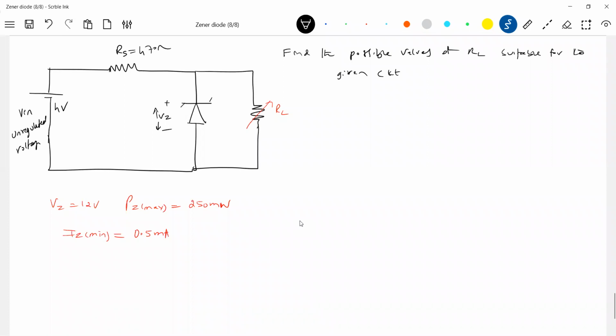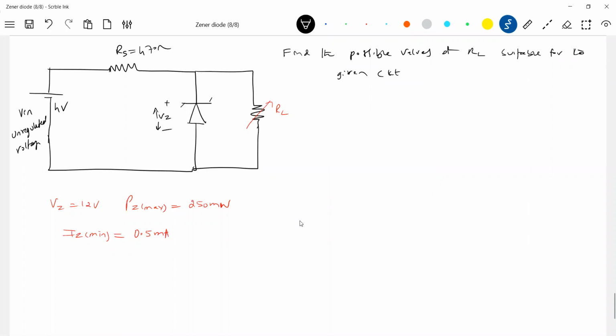So VZ is 12 volt, it is telling. Okay, let's see what things will come. And now RL, there is no value. You have to choose, you have to now get the values of RL here. This was the explanation. That's the condition here. Okay, let's see how to proceed now.